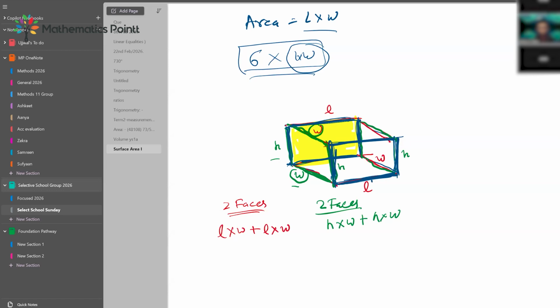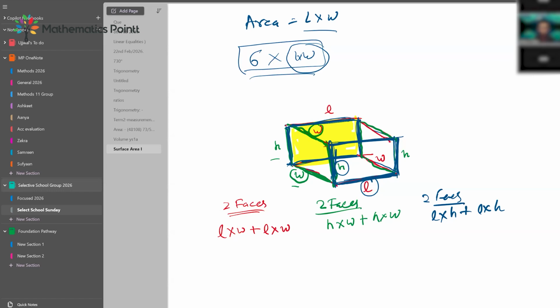What do I have? L and H as their length and width. So another two faces are length times height plus length times height. So now I have added all six faces and their respective areas together.